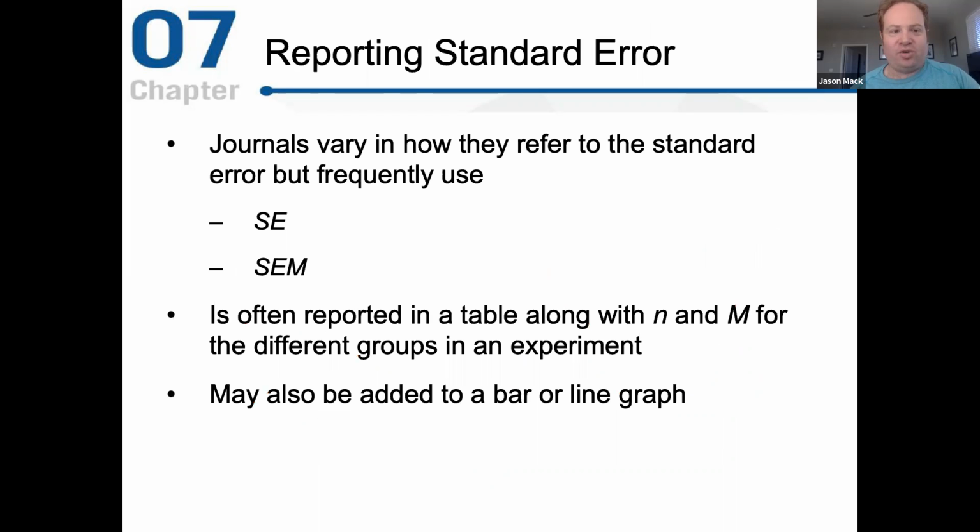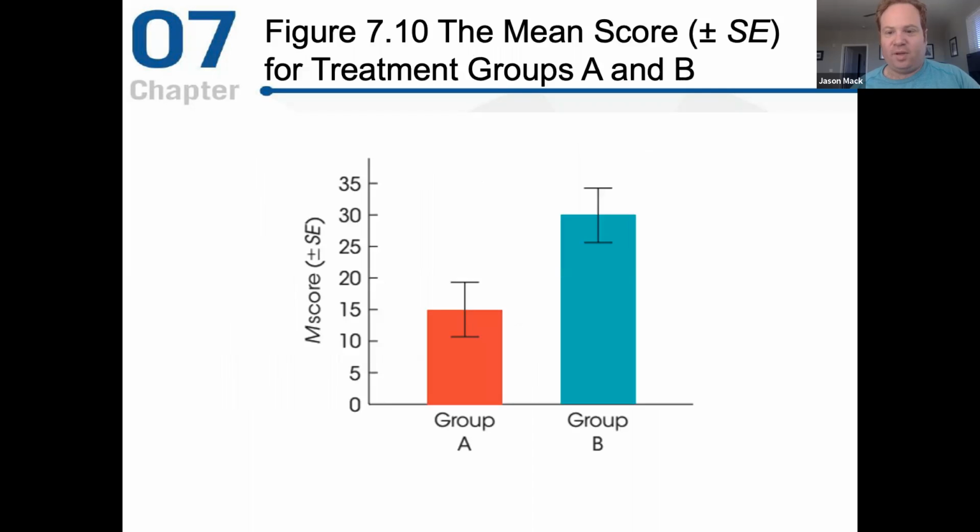Reporting standard error. Journals vary in how they refer to the standard error, but frequently use the standard error and the standard error of the mean. It is often reported in a table along with N and M for the different groups in an experiment. It may also be added to a bar graph or line graph. Here we have the mean score plus or minus the standard error for the treatment groups A and B.